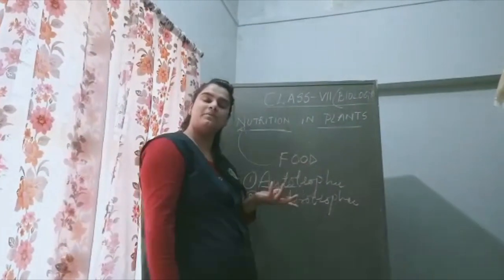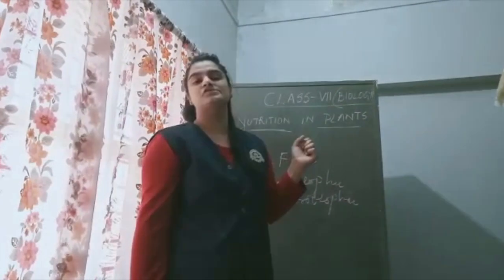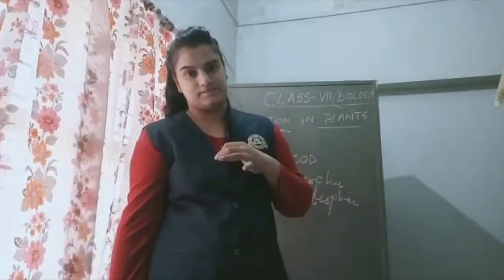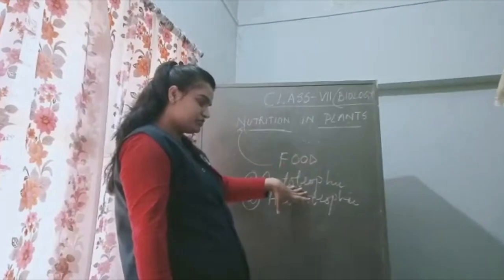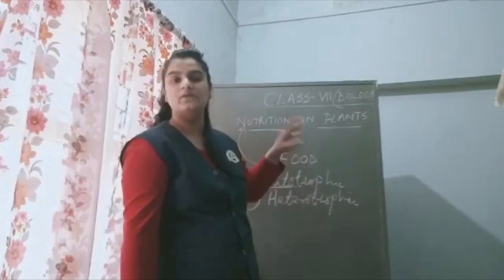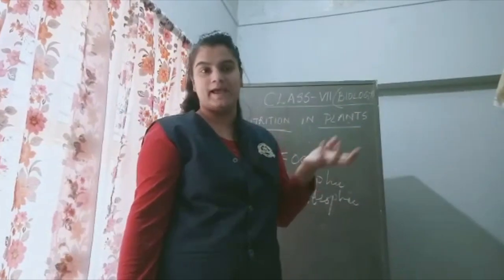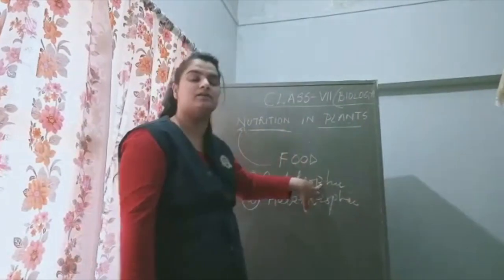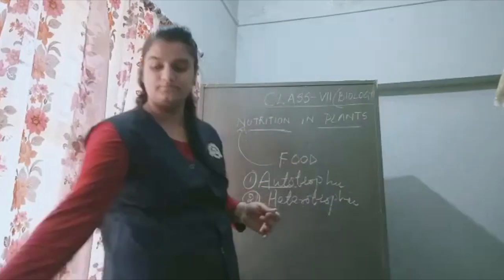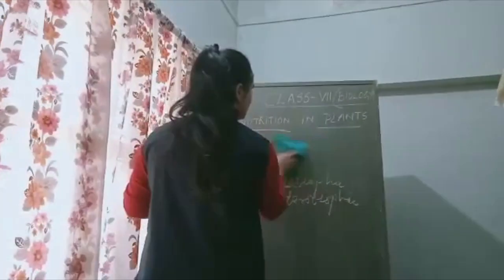And what is the process by which they make their own food? That process we call photosynthesis. So autotrophic nutrition is that kind of nutrition in which an organism is able to prepare its own food. And who are those organisms? Those are green plants. Now coming to what is this photosynthesis?